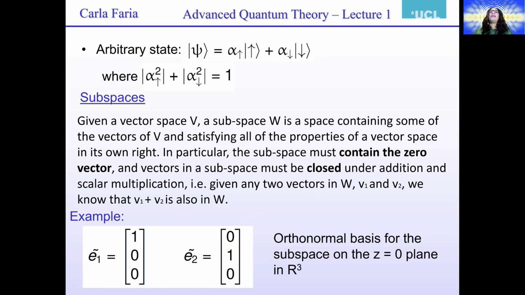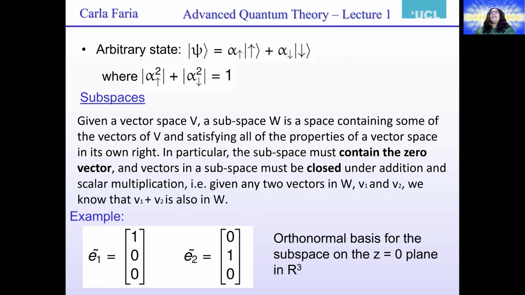So if you have two vectors, for instance, in a subspace W of a vector space V, given any two vectors in W, V1 and V2, we know that V1 plus V2 is also in W. So it's something that is self-contained and behaves like a vector space in its own right, but is a subspace.